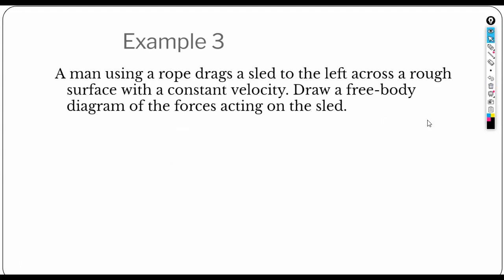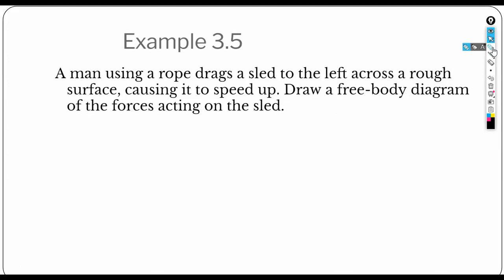Example 3 we've already done in class, so you should already have that in your notes. This is example 3.5. It says a man using a rope, and immediately I'm thinking there's going to be tension, drags a sled to the left across a rough surface. So these are all context clues we're looking for. Rough surface implies friction, causing it to speed up. And we're asked to draw a free body diagram for the sled.